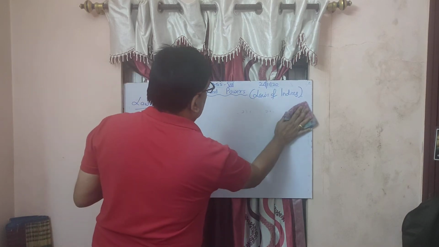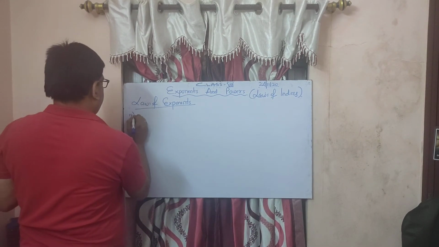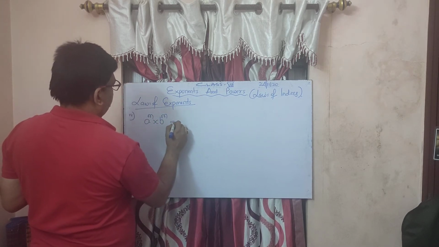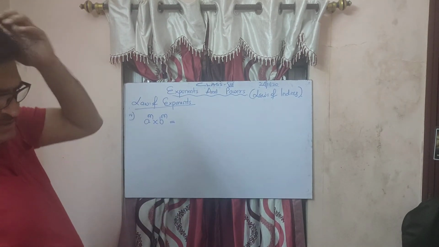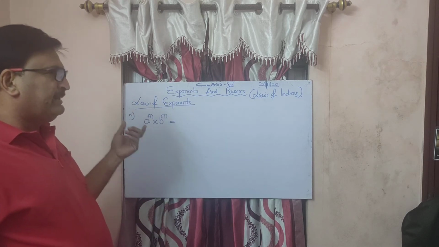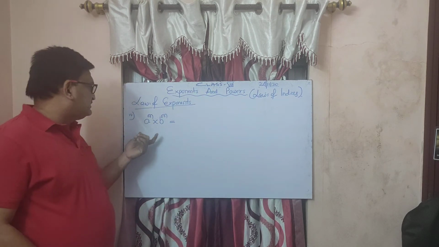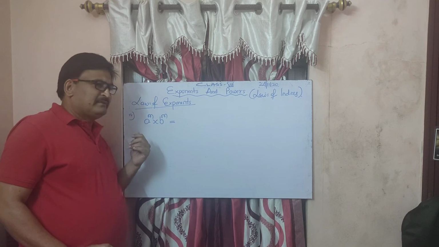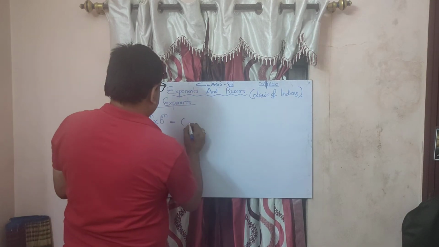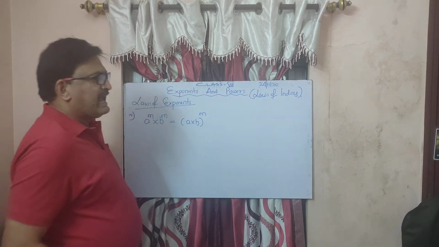You need to remember all these properties. What is the fourth law now? a to the power m into b to the power m. In the first law, a to the power m into a to the power n, the bases are the same and the powers are different. Here the bases are different and the powers are the same. Then what do you have to do? Just multiply the bases and keep the power as it is.